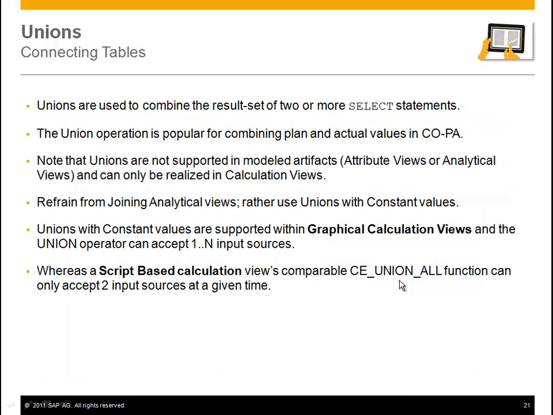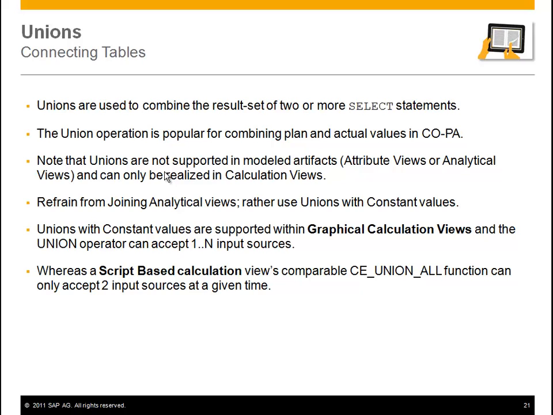So here we have some facts about the unions within SAP HANA. They are used to combine the result set of two or more select statements. The union operation is popular for combining, this is an example actually, where you can combine planning and actual values in a COPA type of scenario. They're not supported in attribute and analytic views for obvious reasons because analytic views do not do a union. For that you need a calculation view where you can combine two or more analytic views.